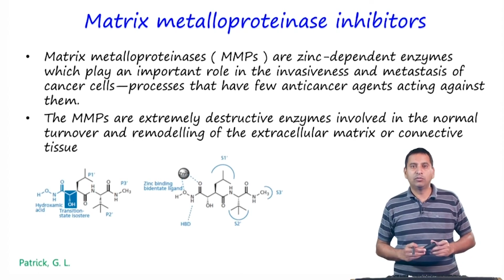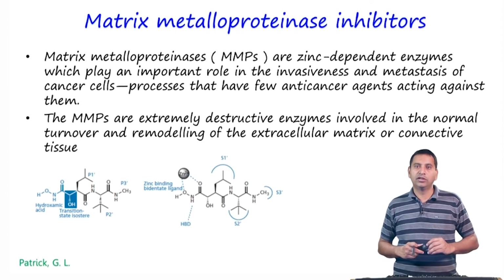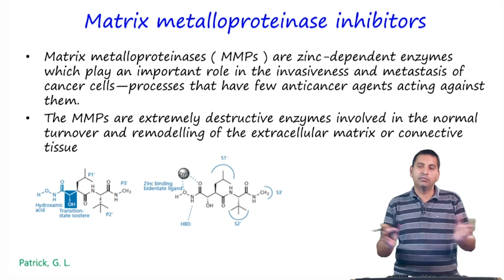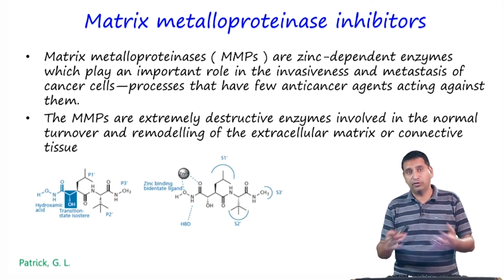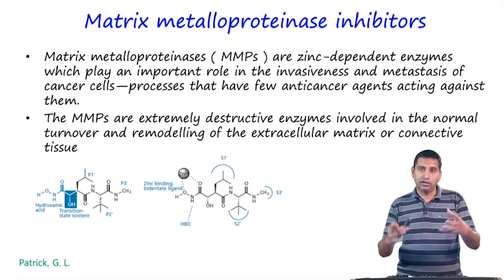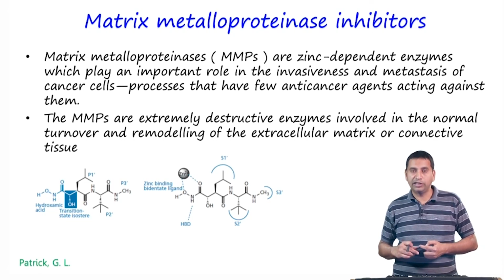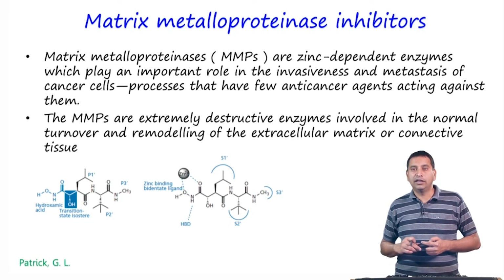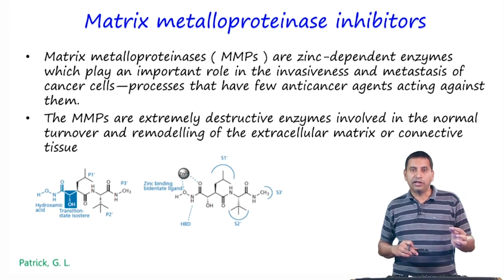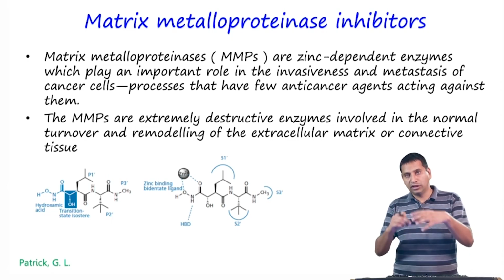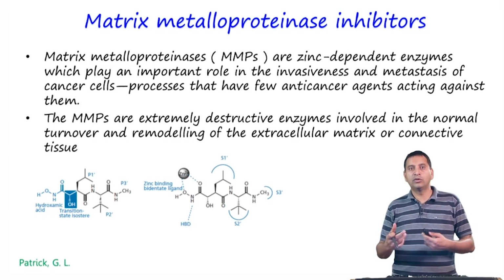We discussed in some detail these enzymes known as matrix metalloproteases. These are the ones that help with metastasis and angiogenesis, because they help dissolve the matrix around the cancers. These are zinc dependent enzymes, and there are few anti-cancer agents available that act against them. These MMPs are extremely destructive enzymes, and they are involved in the normal turnover and remodeling of the extracellular matrix and connective tissue. So, if one could inhibit them, this is one way to prevent the cancer from growing.